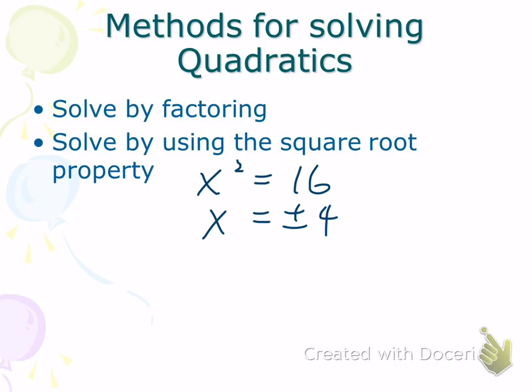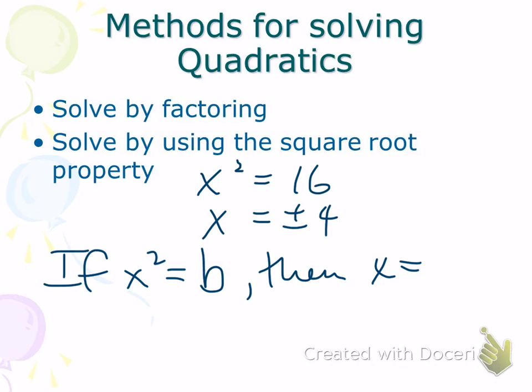And this is the square root property. You don't need to write this because we're going to cover it in just a couple days. If x squared equals b, then x equals plus or minus the square root of b. Okay? That's the square root property.